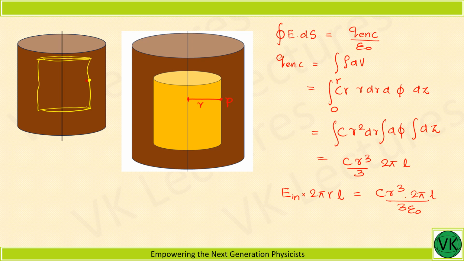Here we try cancelling out the terms. 2 pi and 2 pi get cancelled, L and L, r, and here we have r squared left. So the electric field inside is equal to C r squared by 3 epsilon naught.